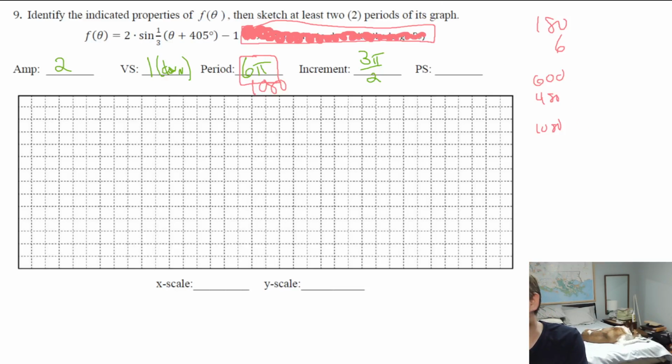Let's just stick with the phase shift of 405. And if we're working in degrees, then our increment would actually be 1080 divided by 4. And 1080 divided by 4 is 1080 chopped in half twice. So 540, 270. All right. What are these numbers both divisible by?